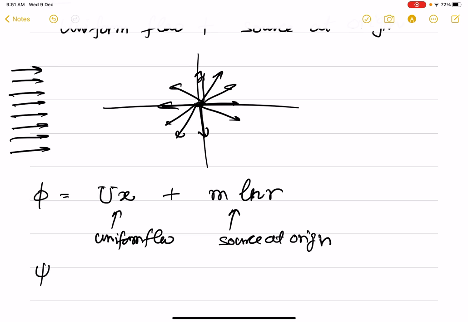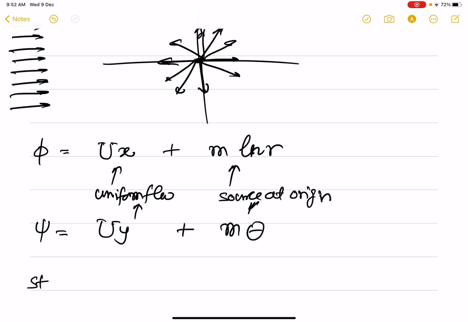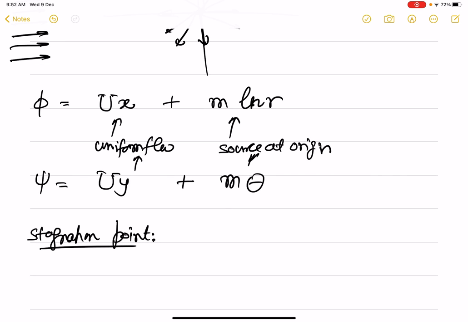And similarly, I can write psi for this flow. Psi will be equal to uy plus m theta. So these are the equations which we have. Now let's try to find the stagnation point. As we said, stagnation points and streamlines passing through stagnation points may give us something interesting. So to find the stagnation point, let's write this phi, either in terms of xy or r theta. So phi is equal to u r cos theta plus m log r. So this is phi.